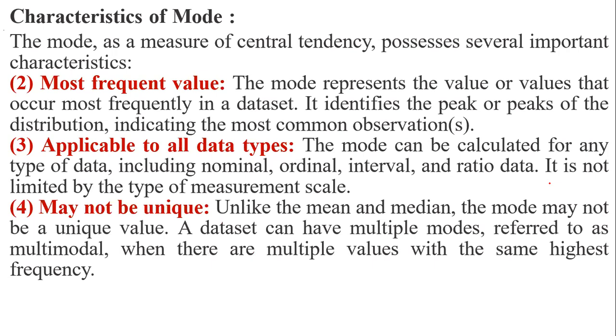And the mode may not be unique. Unlike the mean and median, the mode may not be a unique value. A data set can have multiple modes. When you have two modes, it's called bimodal. When we have several modes, it's called multimodal. And where there are multiple values with the same highest frequency, then we can have a problem of picking which is the representative value. So the mode is not a unique value.